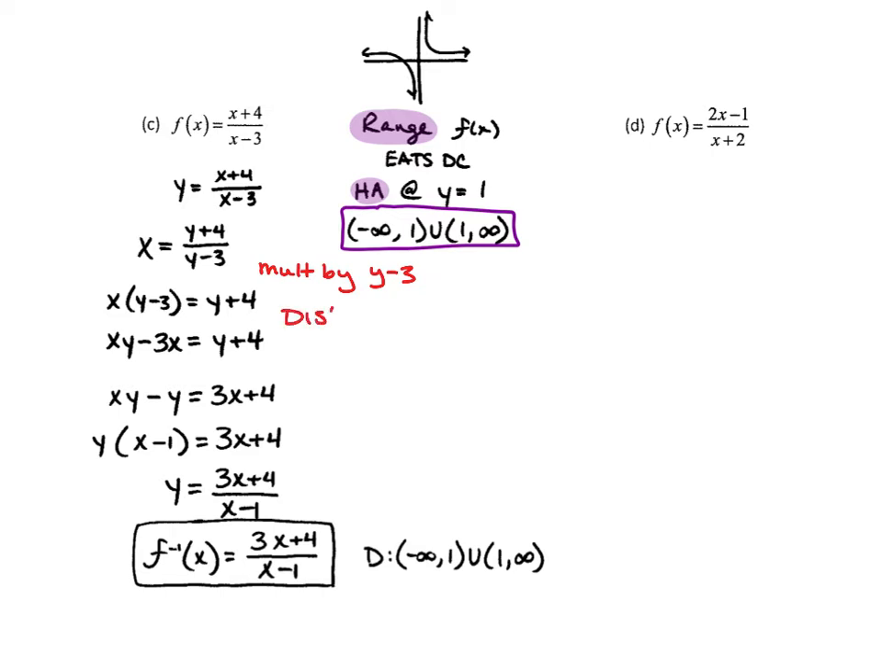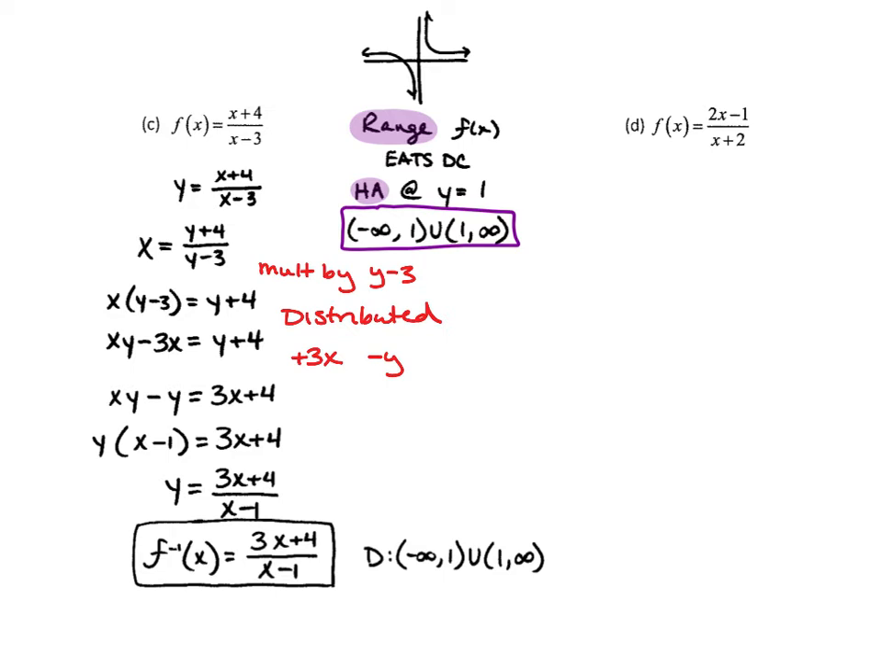Then I distributed the x. In this next step, I did two things at once. I added 3x to both sides, and I subtracted y from both sides. The reason I did that is because I wanted to get all of the y's on the left-hand side, which now you see over here.